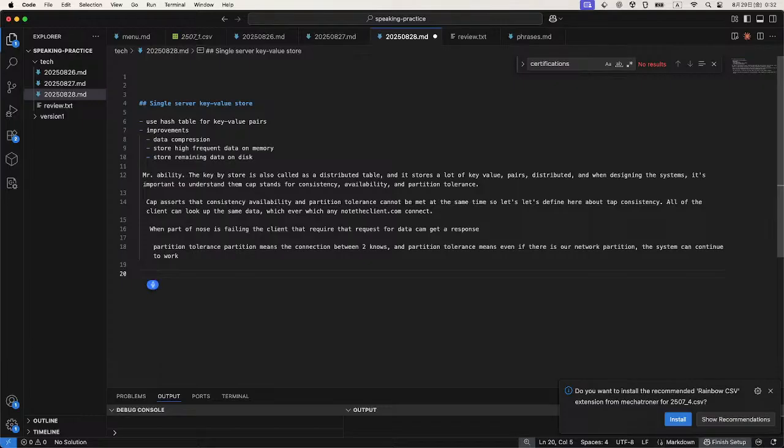And in the CAP theorem, the system can support two properties among them. So it means they cannot get the remaining property.